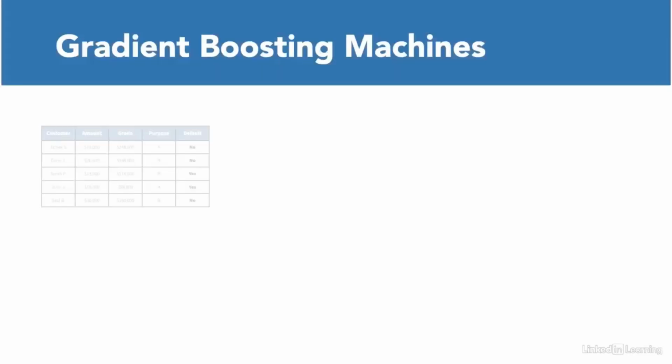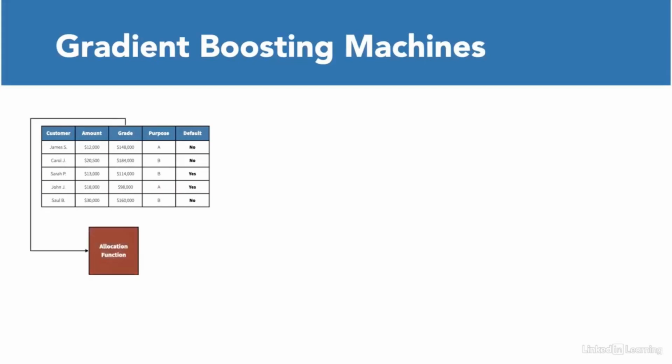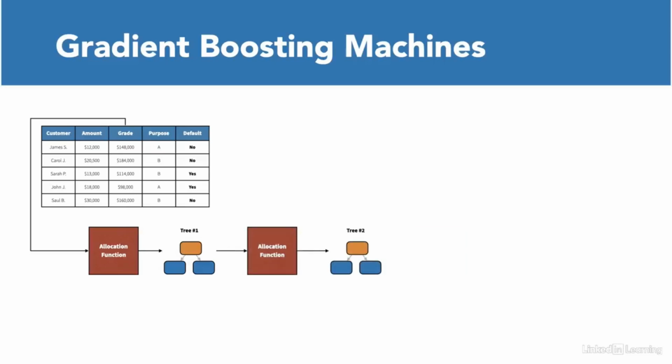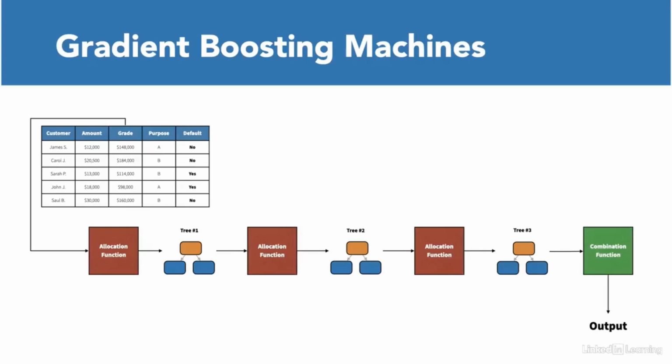Gradient boosting machines is another common ensemble learning technique. It is made up of several decision trees trained in a sequential manner, where each tree tries to correct the mistakes of the previous one.